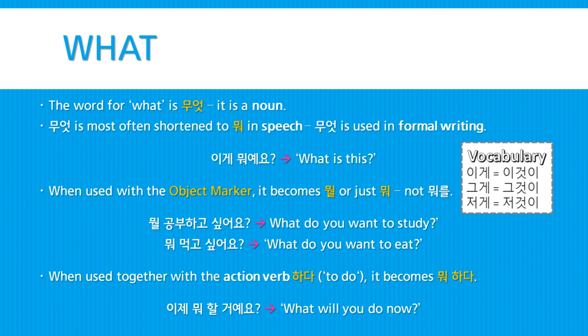However, when 뭐 is used with the object marker, it'll become 뭘, or just 뭐, not 뭐를. For example, 뭘 공부하고 싶어요? What do you want to study? 뭐 먹고 싶어요? What do you want to eat? When used together with the action verb 하다, to do, it'll become 뭐 하다. For example, 이제 뭐 할 거예요? What will you do now?